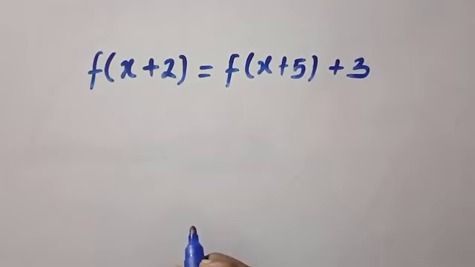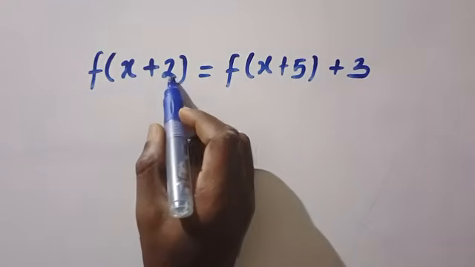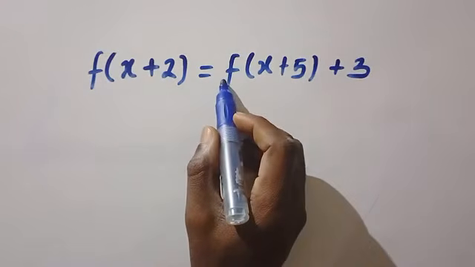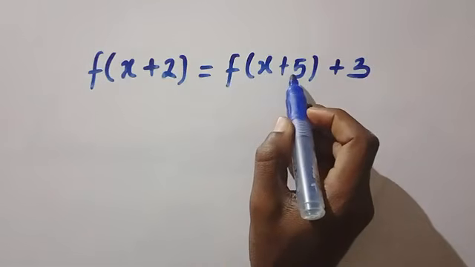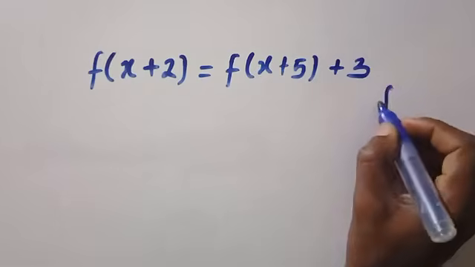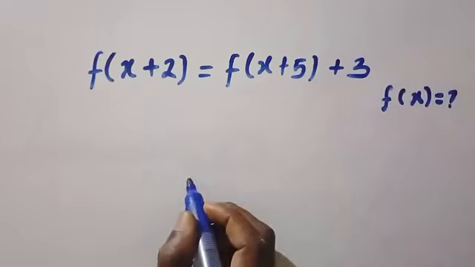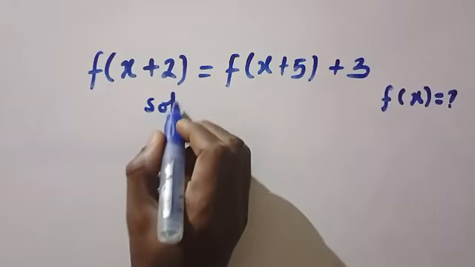How to solve these nice functional equations? We have f of x plus 2 equals f of x plus 5, then plus 3. And we're interested to find f of x. So let's consider the solutions.